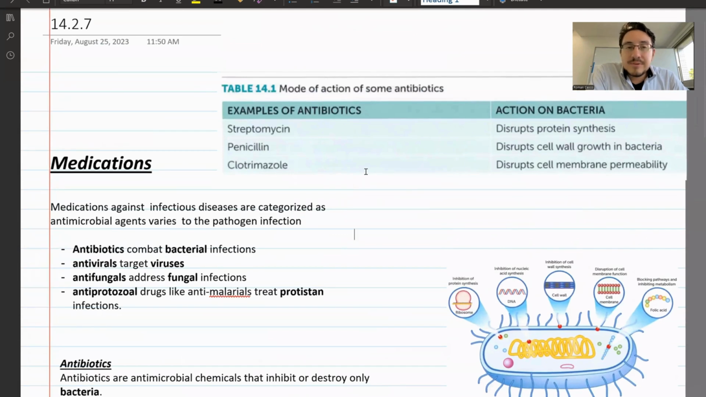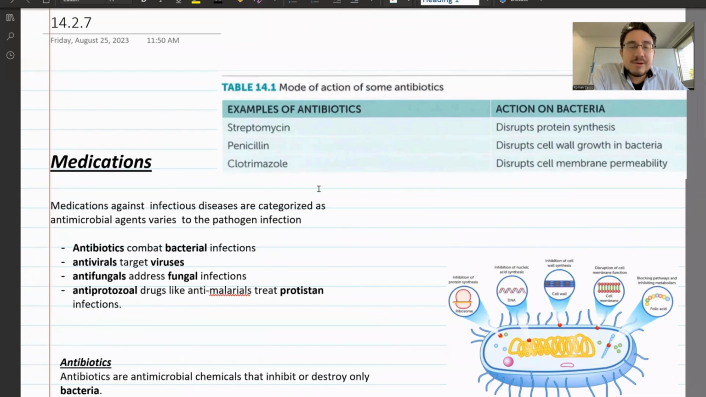basic types of medication, and I'm going to talk about bacteria and fungi, right? You have streptomycin, right? And streptomycin is an antibiotic that can disrupt protein synthesis in bacteria. Penicillin, a famous antibacterial medicine, right? It basically disrupts the cell wall in the bacteria. You have clotrimazole, right? And this would disrupt cell membrane permeability, right?